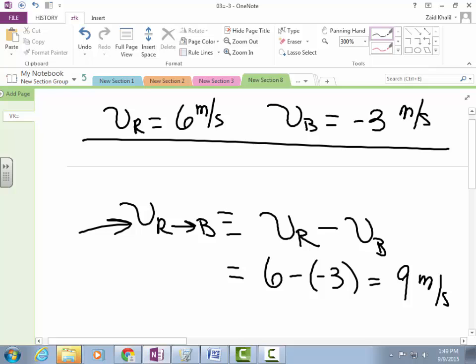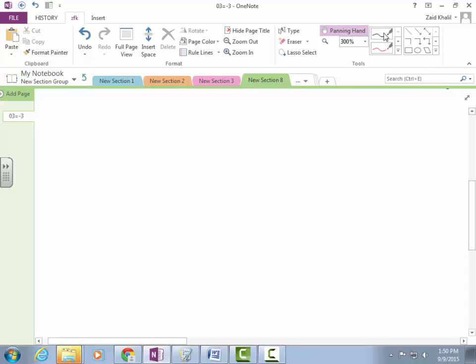In trial 2, what is blue's velocity? Well, first, which direction is it traveling? To the right. What do we call to the right? Positive. So in the second case, V blue equals positive 3. Which direction is red traveling? To the right, which is also positive. So V red is positive 6.